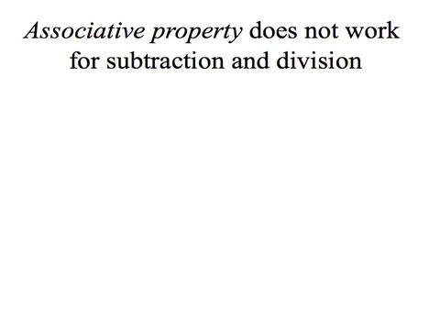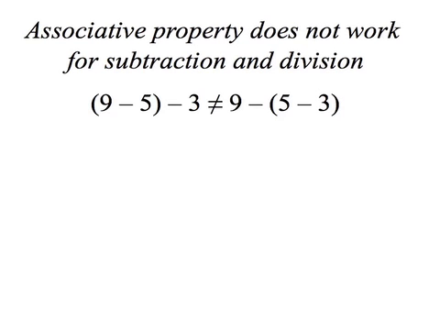The associative property does not work for subtraction and division, and a demonstration is in order. Here's three numbers being subtracted, 9 take away 5 take away 3. But on the left side, we do the 9 take away 5 first and get 4. On the right side, we do the 5 take away 3 first and we get 2. And then we're left with two different subtraction problems, and they do not have the same difference. 1 is not equal to 7.